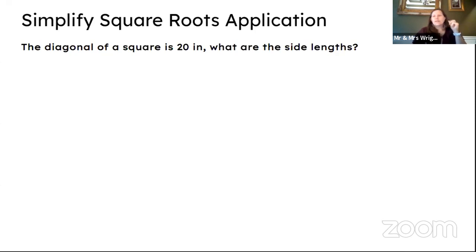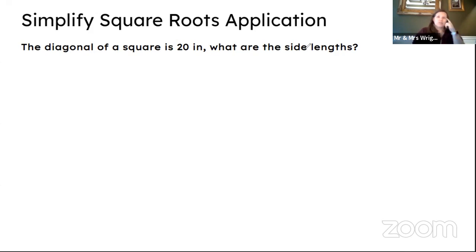All right, so the very last thing I wanted to show you that I did want to get into is how do we apply this? Okay, we talked about sometimes the negatives. Most times the negative won't be applied to units of measure, okay, until you get into physics and stuff. So, simplify the square roots of application. We have a diagonal of a square that's 20 inches. What are the side lengths?